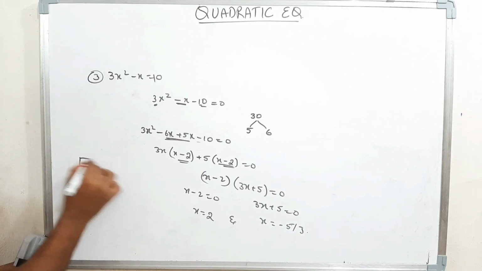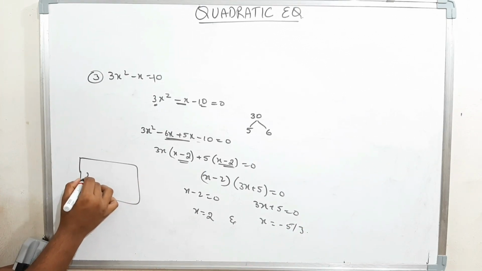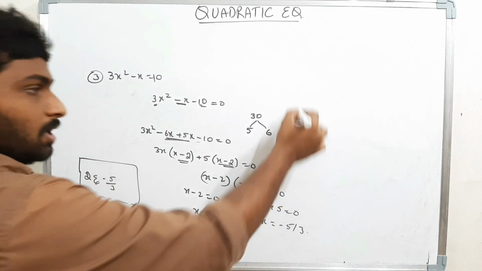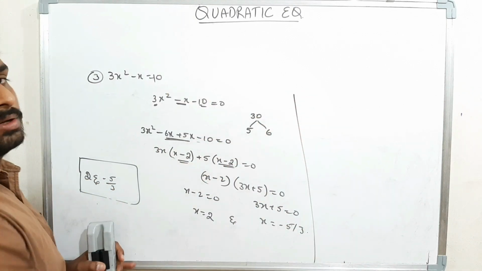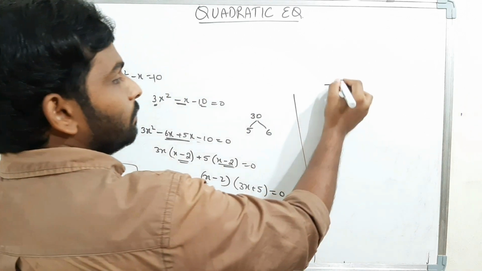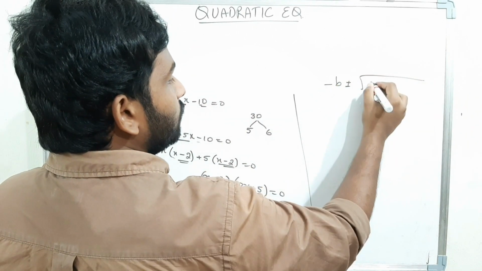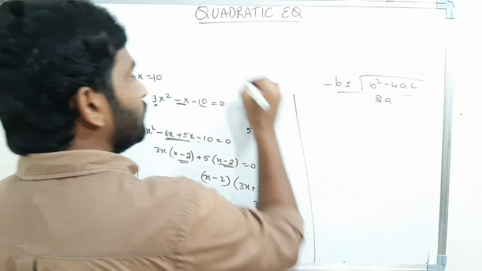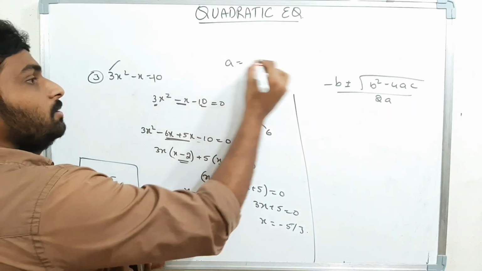So the roots of this equation are 2 and minus 5 by 3. The same question we will solve by using the formula: x equals minus b plus or minus root of b square minus 4ac, by 2a. What is a? a is 3.